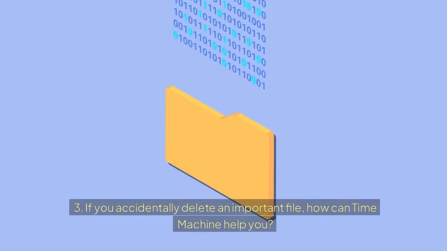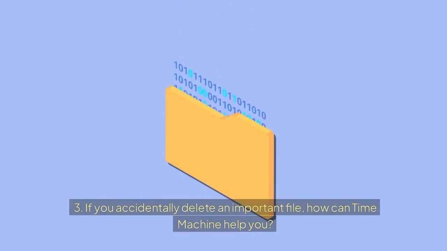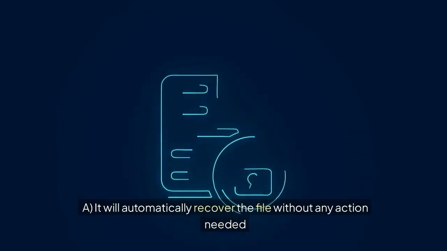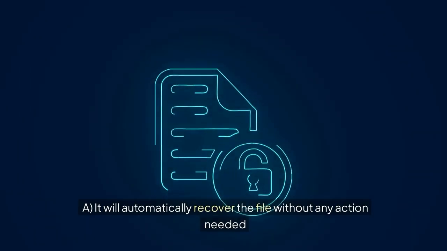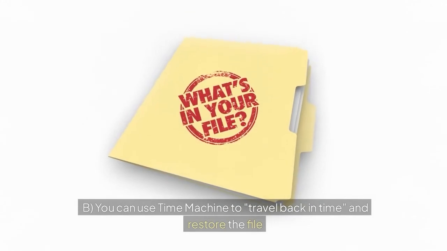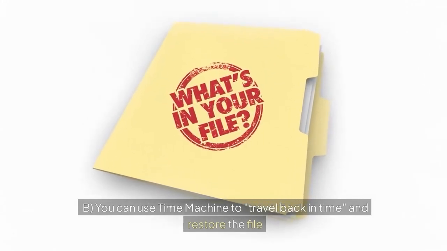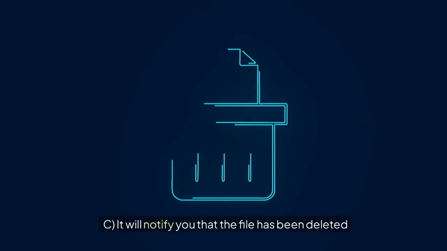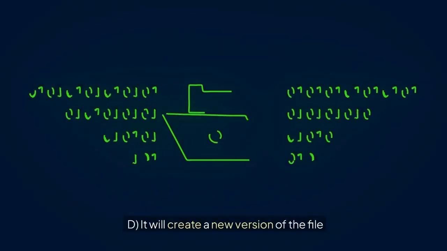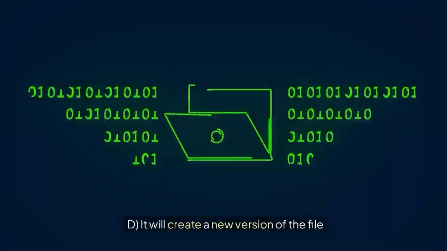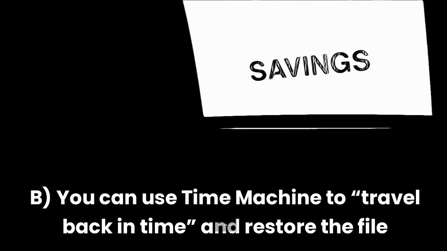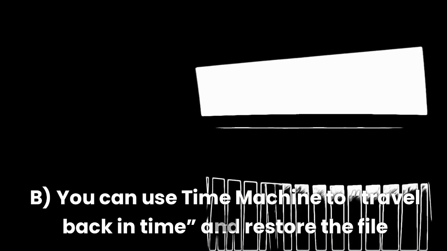If you accidentally delete an important file, how can Time Machine help you? It will automatically recover the file without any action needed. You can use Time Machine to travel back in time and restore the file. It will notify you that the file has been deleted. It will create a new version of the file. The answer is B. You can use Time Machine to travel back in time and restore the file.